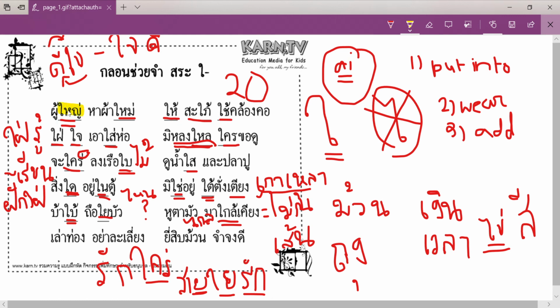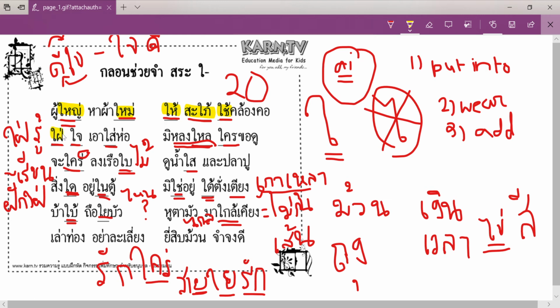ใหญ่ means big. ผู้ใหญ่ is an adult. ใหม่ is new, and the opposite of ใหม่ is old. Okay, ให้ is to give. สะใภ้ is daughter-in-law, ลูกสะใภ้, the same meaning. ใช้ is to use, and it can also mean to spend, like spend money or spend time.